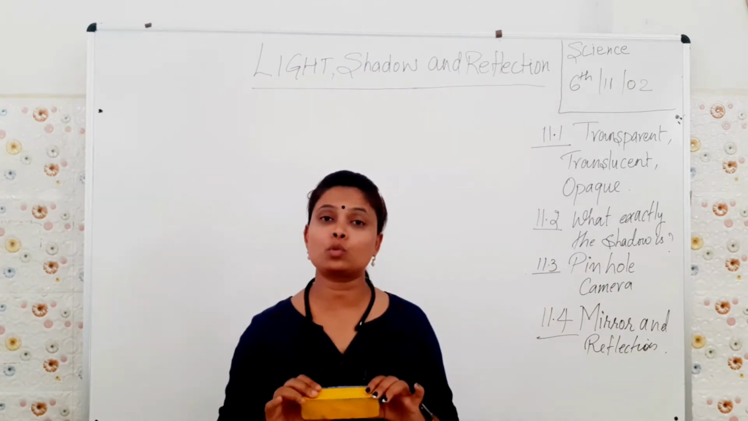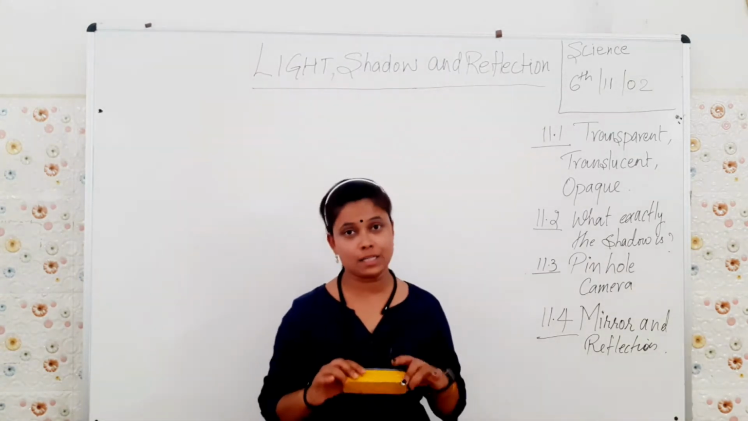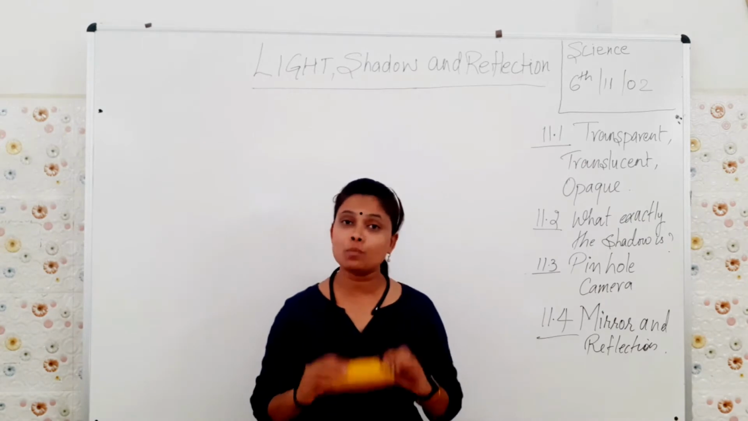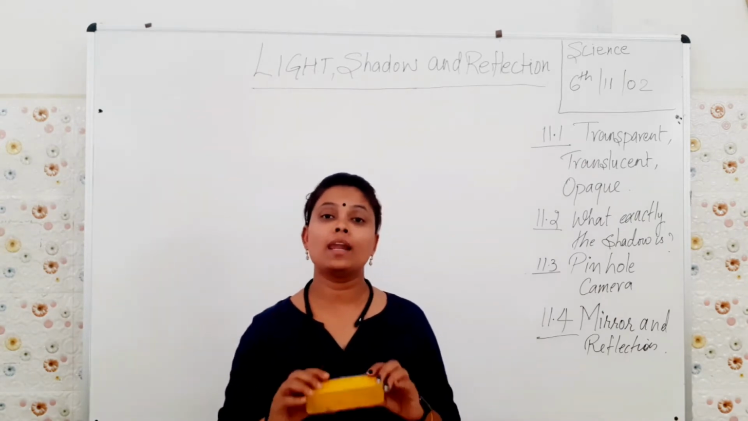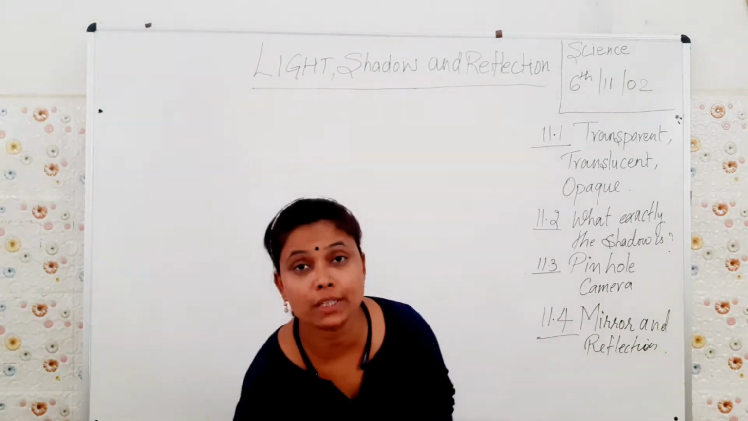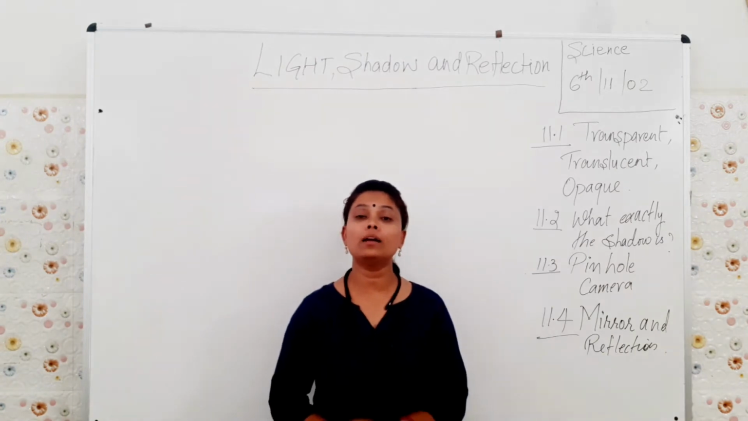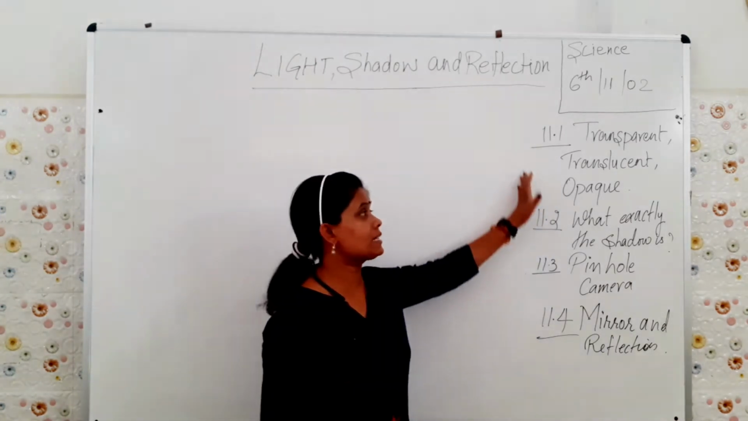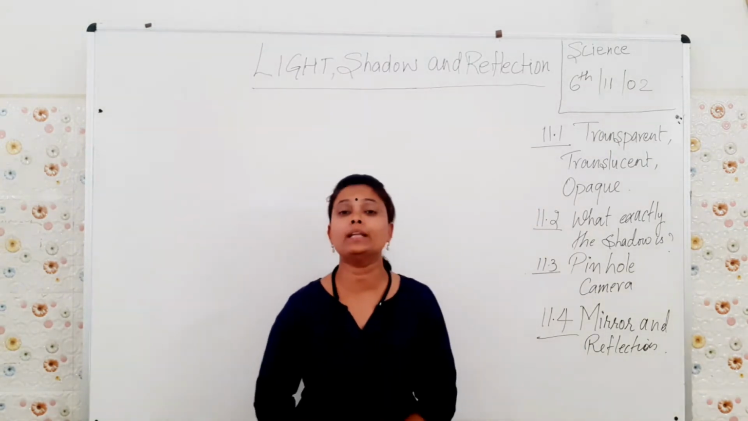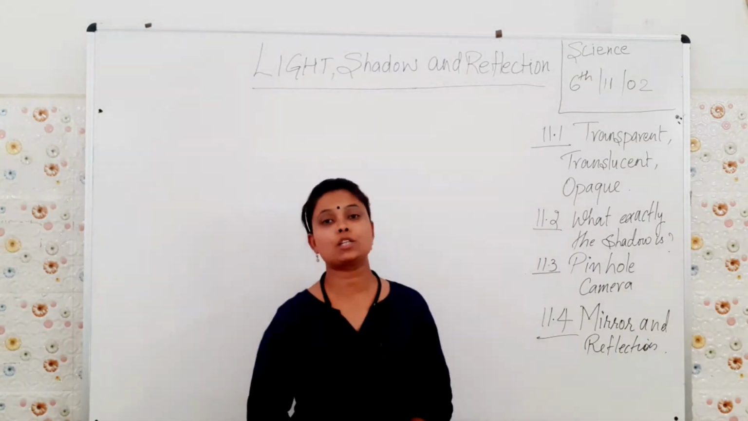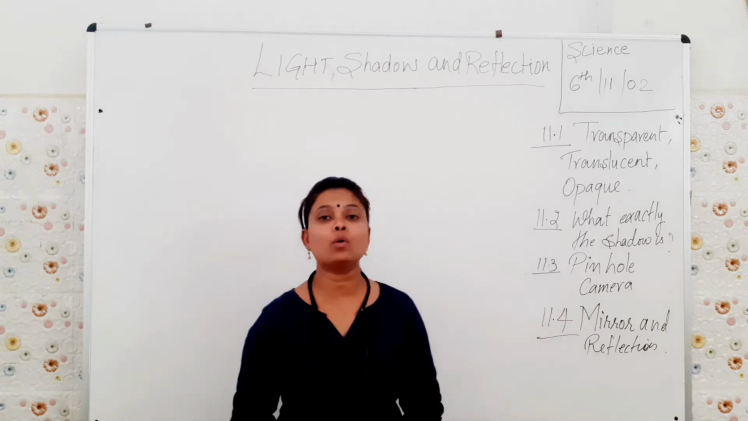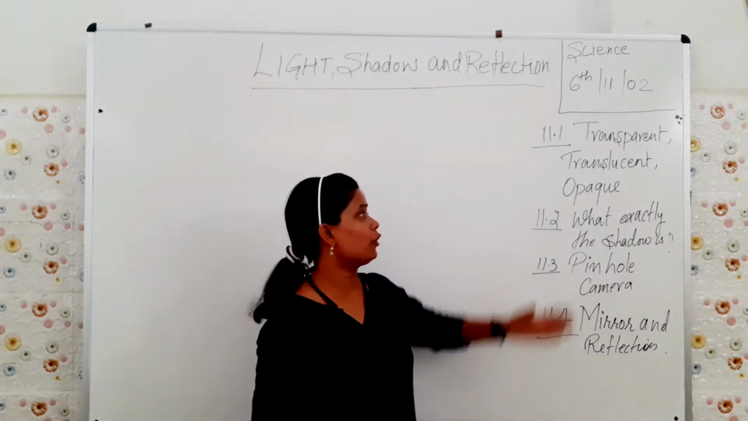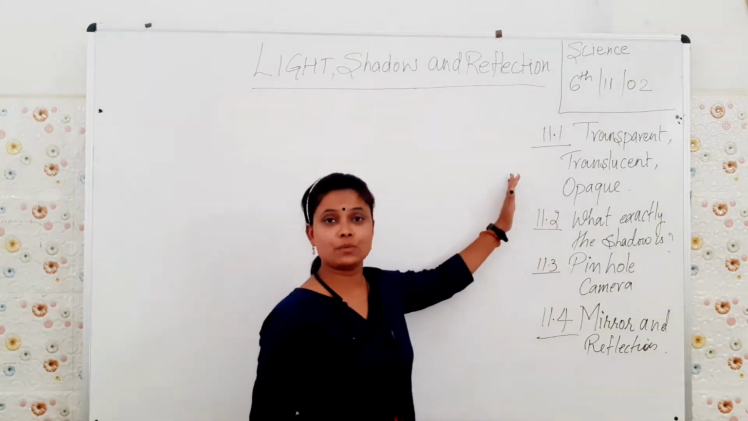An object through which light can pass is transparent. An object through which light passes partially is called translucent. So in all these cases it deals with light only. Light should be there. Without light we can perform none of these activities.